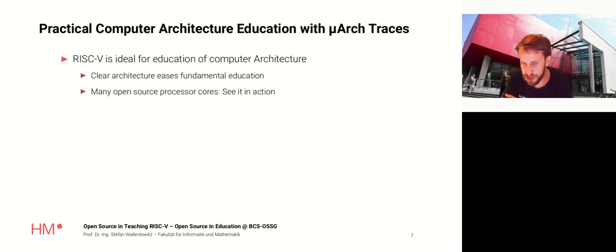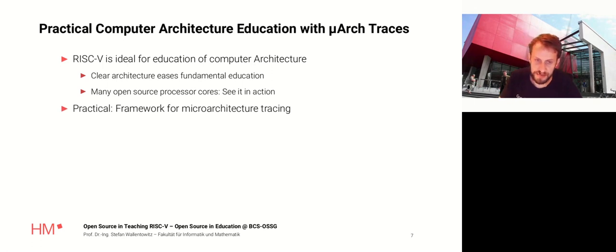There are many open source processor cores, which is obviously one of the biggest advantages. They range from low-end embedded cores up to high-end out-of-order cores. As I said, for me, the most important thing is to see it in action. I want students to see cores, how they operate, and not just talk about slides, right?